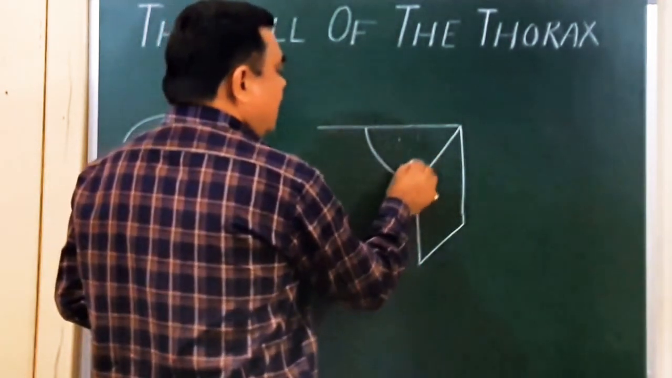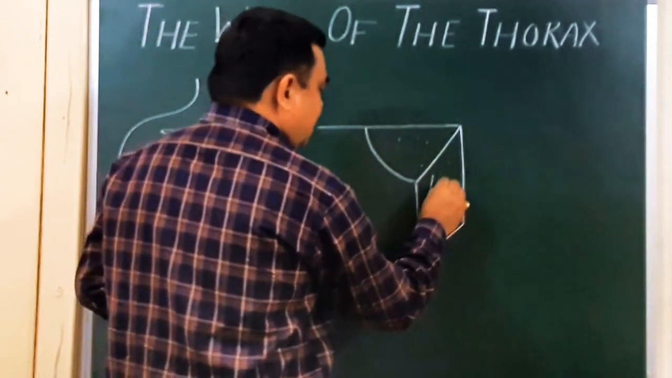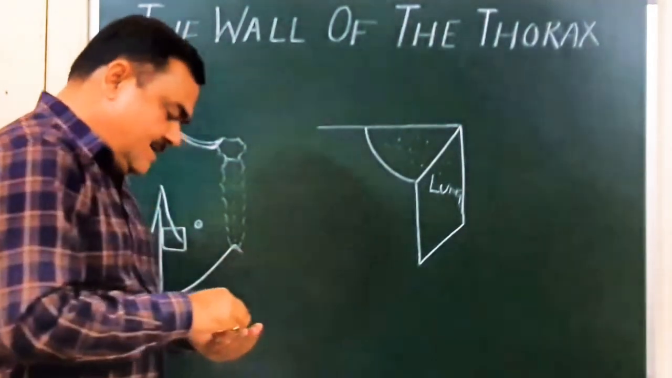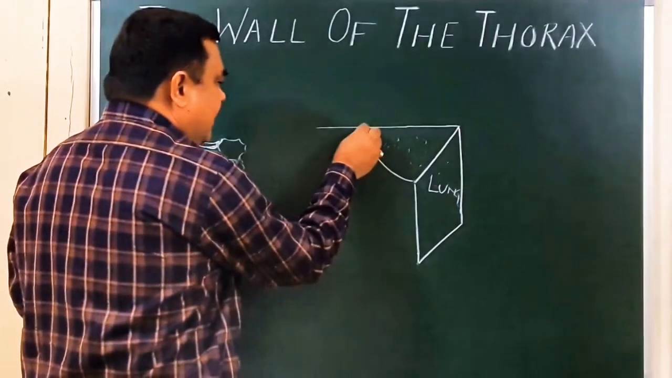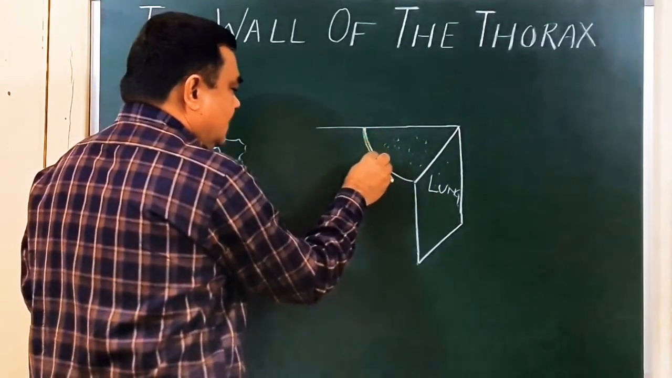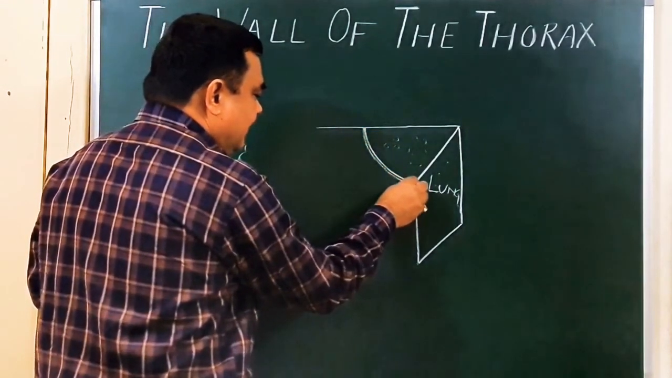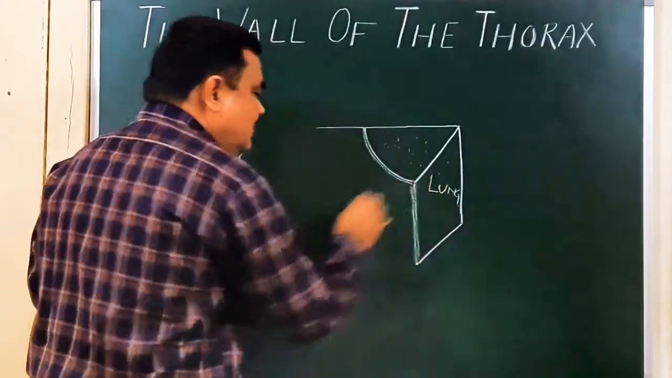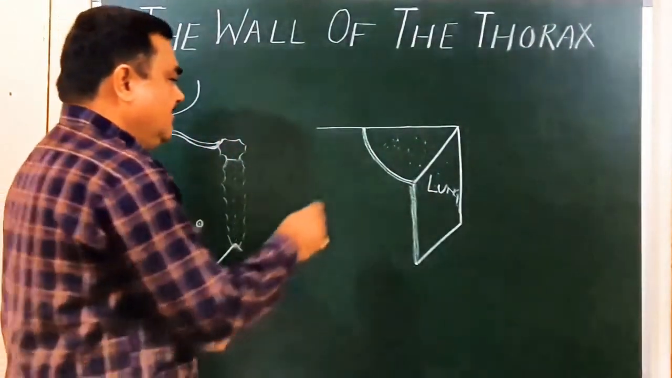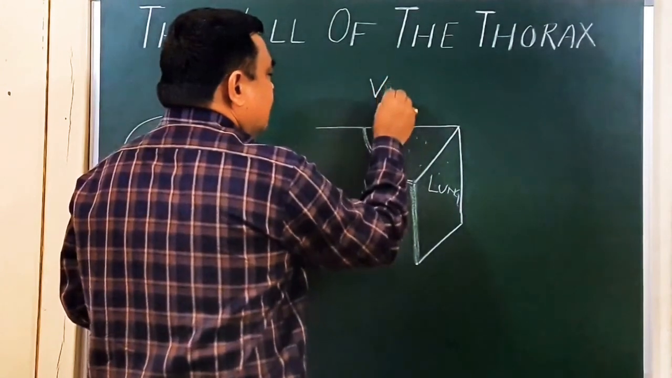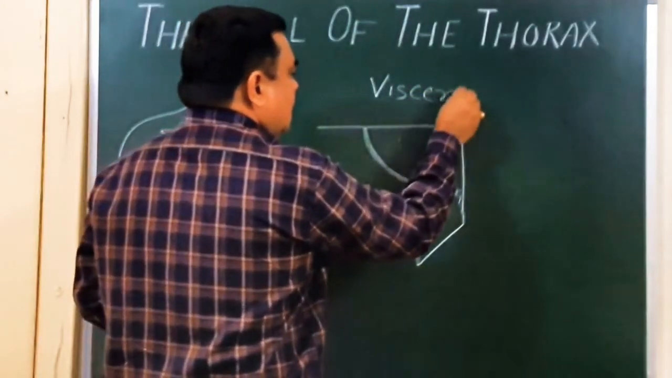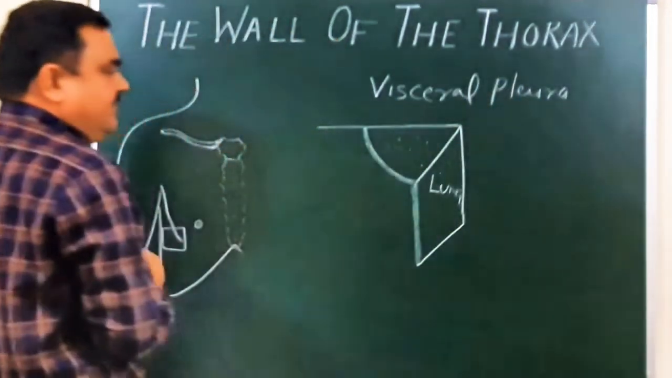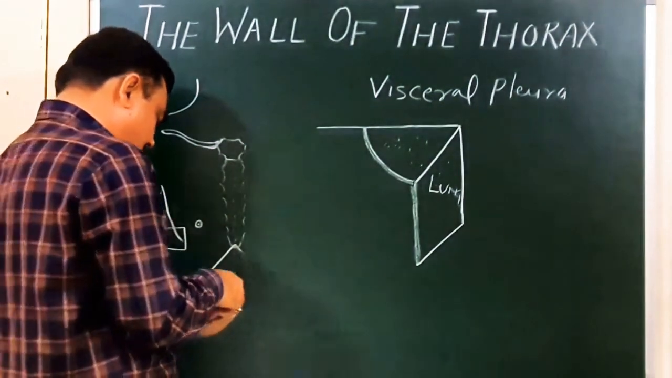this is lung. This lung is covered by pleura. This pleura is visceral pleura, which covers the surface of the lung. This is visceral pleura.